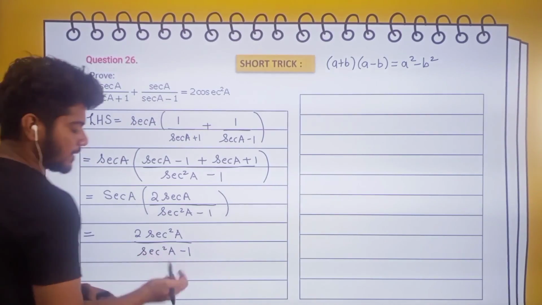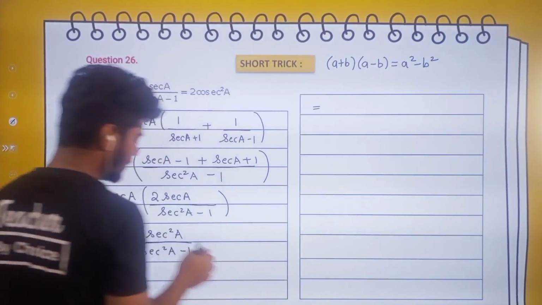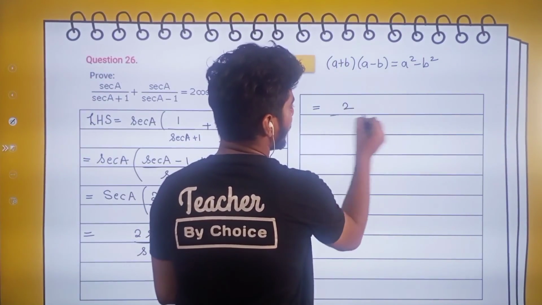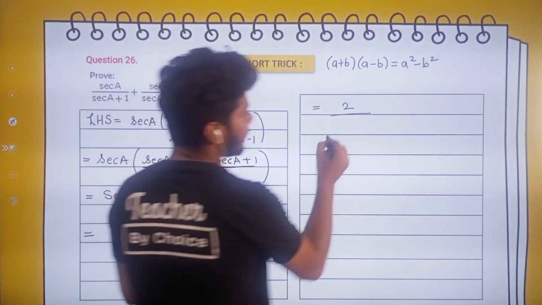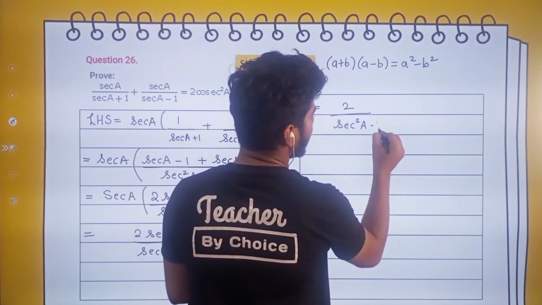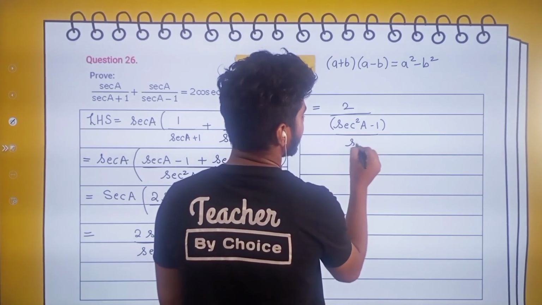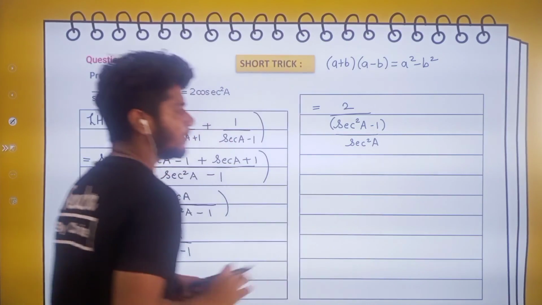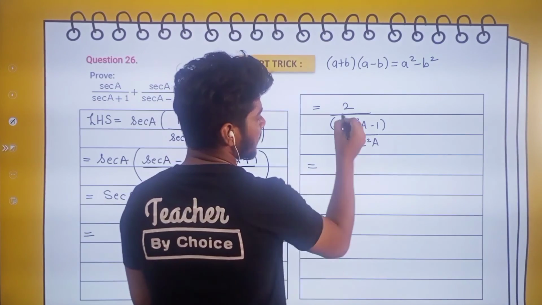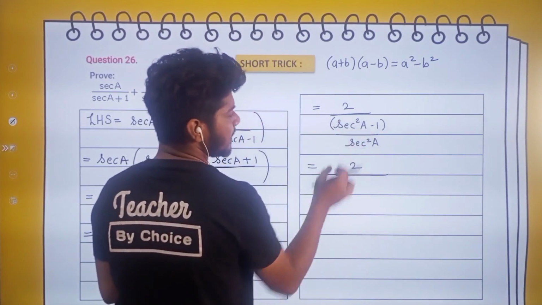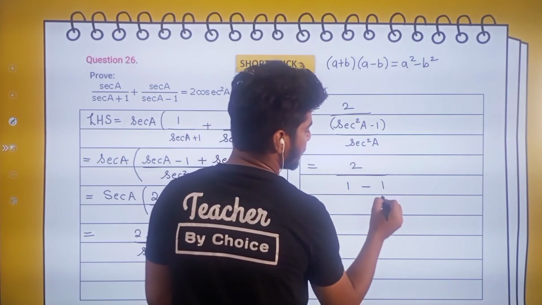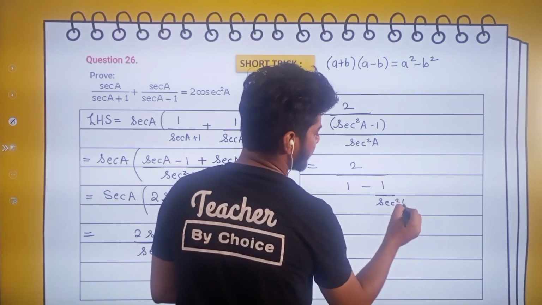Instead of that, I will suggest one more way. Take this sec square a in the denominator, 2 upon, if I take this sec square a in the denominator, what you will get? Sec square a minus 1 upon sec square a. Right? Will anything change? Nothing will change. Simply I have written this sec square in the denominator. Now it is easy. 2 upon sec square a, split it, sec square a upon sec square a minus 1 upon sec square a will remain. This is also correct. Right?